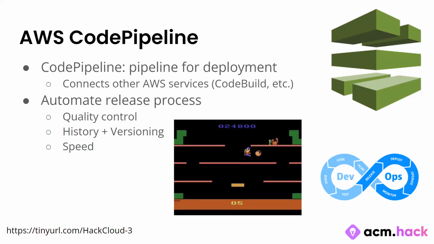Some of the great things about CodePipeline is that it allows you to do quality control, in that you can have steps where you need some sort of manual review. You can also look at previous versions and revert to previous versions very easily. And it allows for fast, streamlined deployment because all you need to do is press one button.